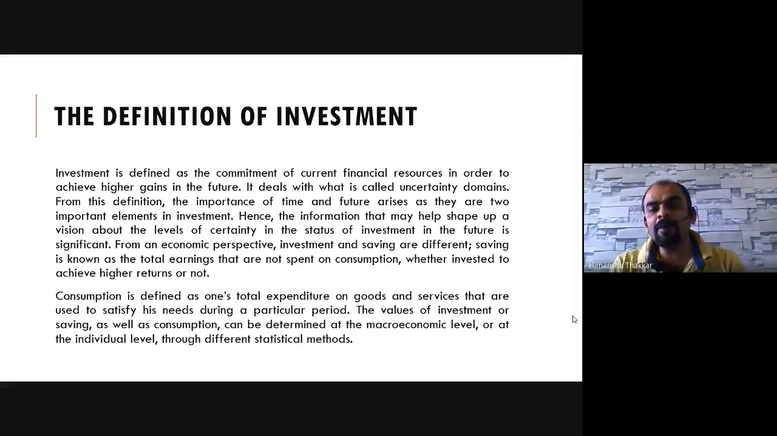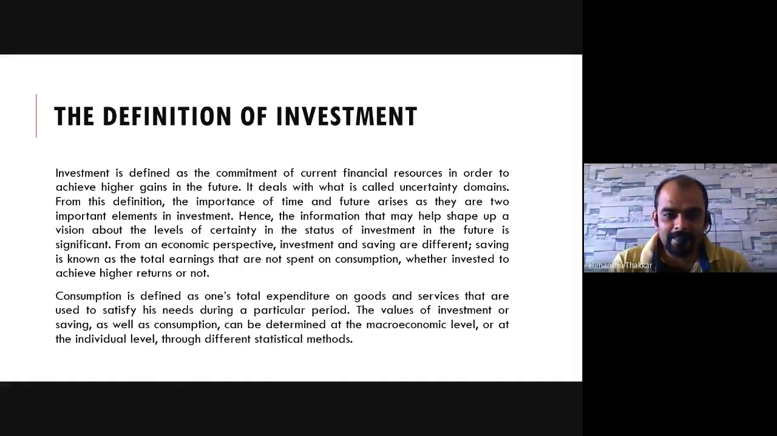If you're getting more in the future than what you're putting in currently, then that is a proper investment, or that will justify your investment. It deals with what is called uncertainty domains. From this definition, the importance of time and future arises, as they are the two important elements in investment. Hence, the information that may help shape a vision about the levels of certainty in the status of investment in future is significant.